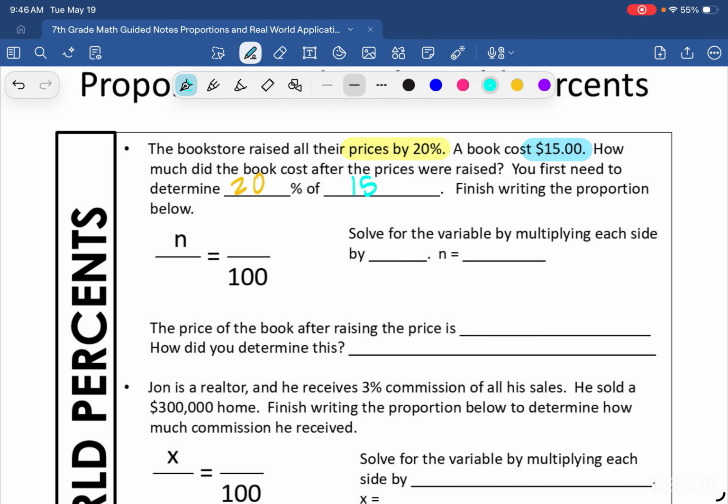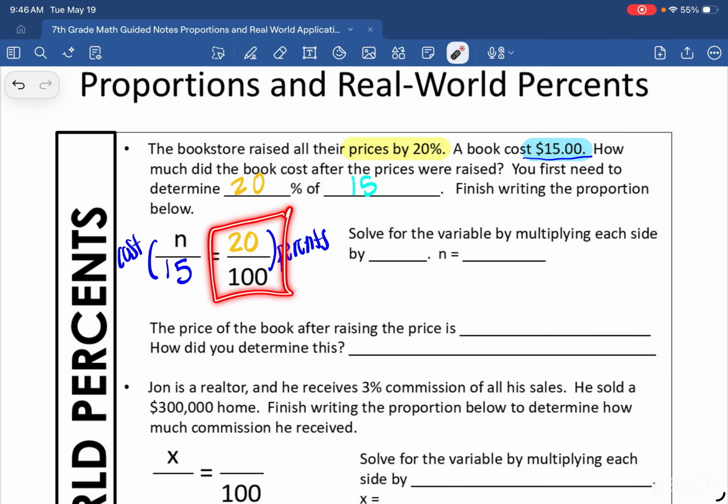So if you look over here, these are going to be my percents here on the side. And this is going to be the cost of the book. So it's telling me that the cost is 15. That's what it is without the sale. And then my percent is going to be 20%. So I have my 20% over here, part to whole, and then my cost part to whole there.